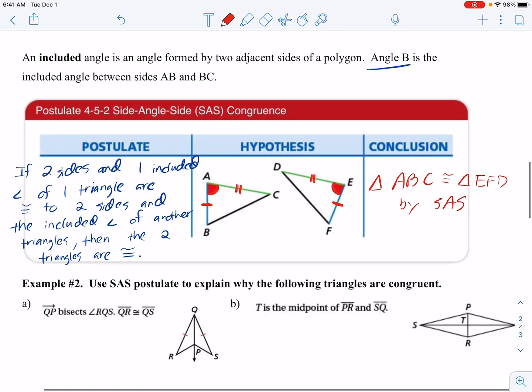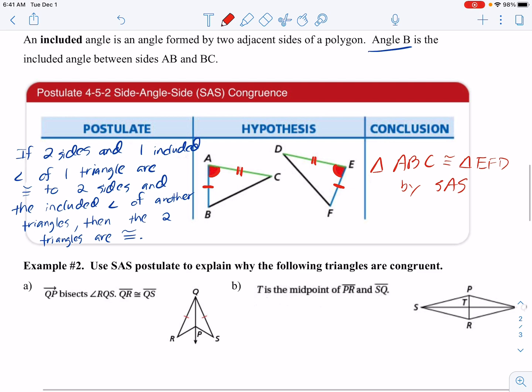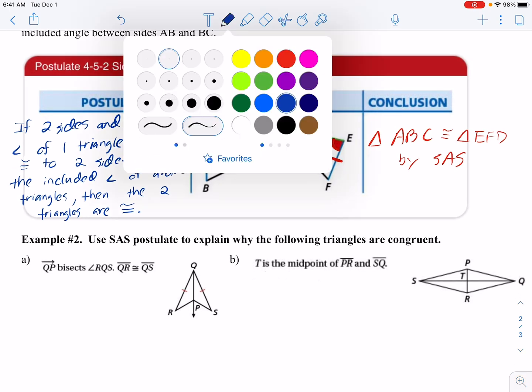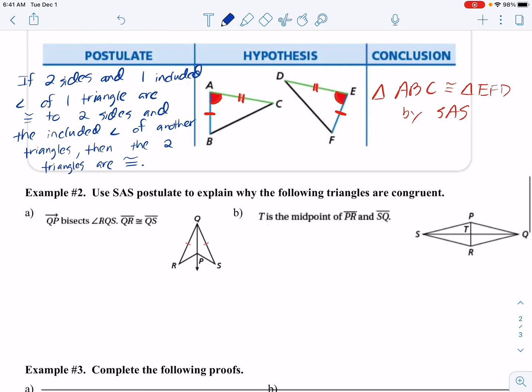We don't need to prove all 6 congruent corresponding parts. Just side angle side is enough information to show the two triangles are congruent. Okay, let's try another example. Let's use side angle side to show why these two triangles are congruent.